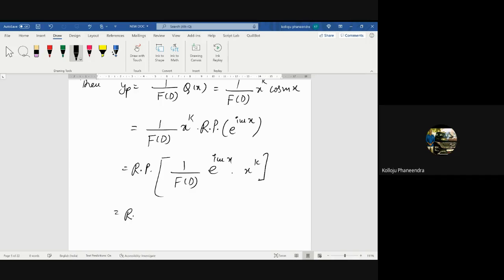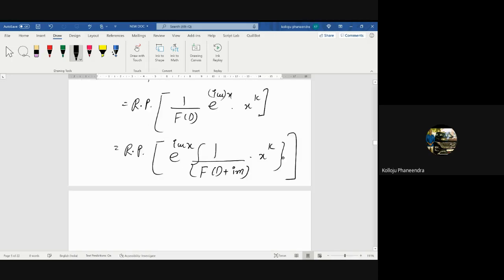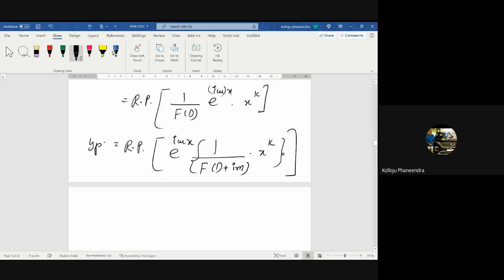Then the logic again: this is the e power ax into v of x model. So this e power i mx is taken out of f of D by replacing D by D plus a. The a value is im, into x power k. This part can be evaluated using our previous method. And in all this is yp. In this entire solution, after getting it, I have to select real parts only.